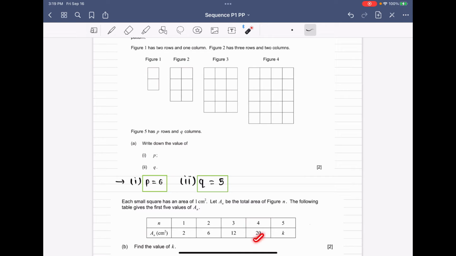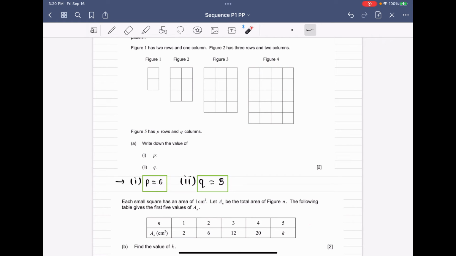Figure 4 has 20, so how much would figure 5 have? If you look at the sequence, the number of rows times the number of columns gives you the total number of squares, because every square is 1. So 2 times 1 is 2. 3 times 2 is 6. 4 times 3 is 12. 5 times 4 is 20.